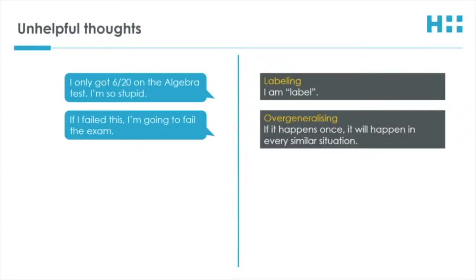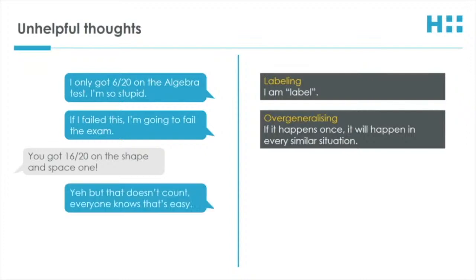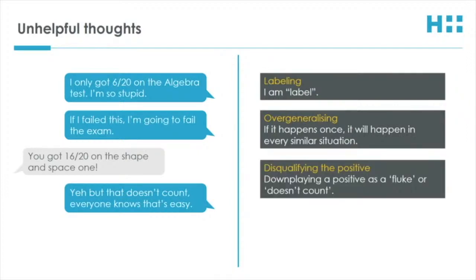However, your friend then points out, but you got 16 out of 20 on the shape and space one. So you fire back, yeah, but that doesn't count. Everyone knows that's easy. This is called disqualifying the positive. So you're downplaying a positive as a fluke, or that it doesn't count. You don't see the whole picture. You don't see that you did really well on one test, you only see the negative one. You only see the one where you got 6 out of 20.